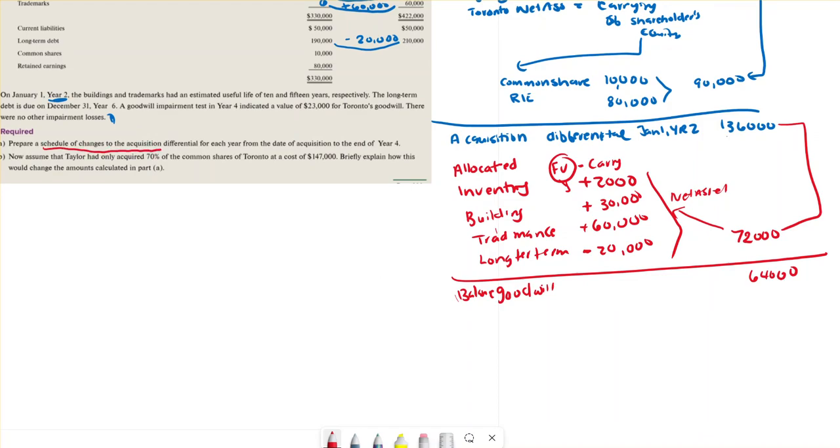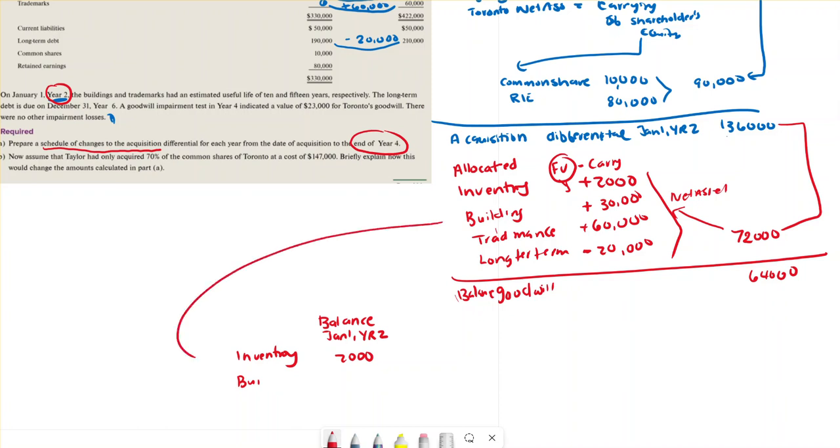Now they want you to do a schedule for changes. How did we go from year 2 to the end of year 4? That's what we are trying to do. So when you do that, we start with the balance at the time we took over, which was year 2. The inventory was $2,000, and we have a building, which was plus $30,000.